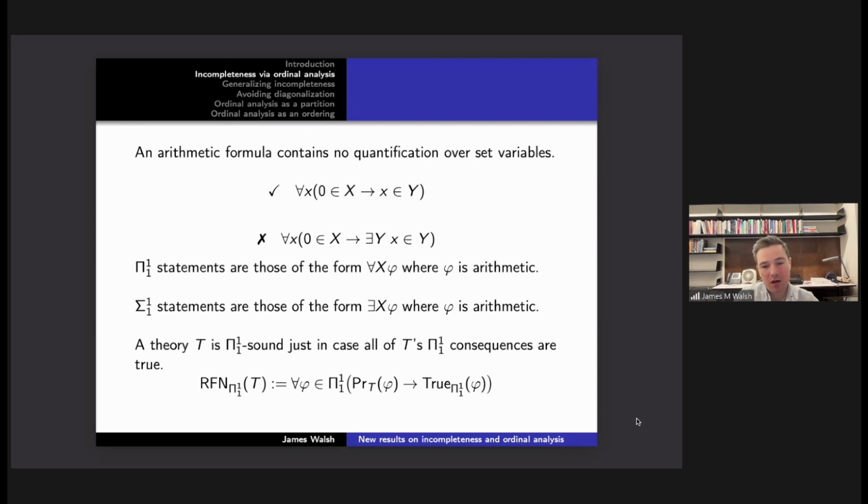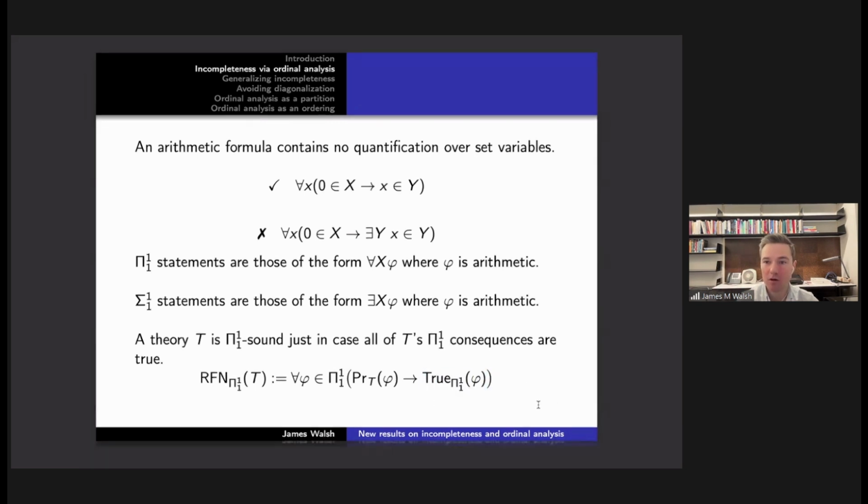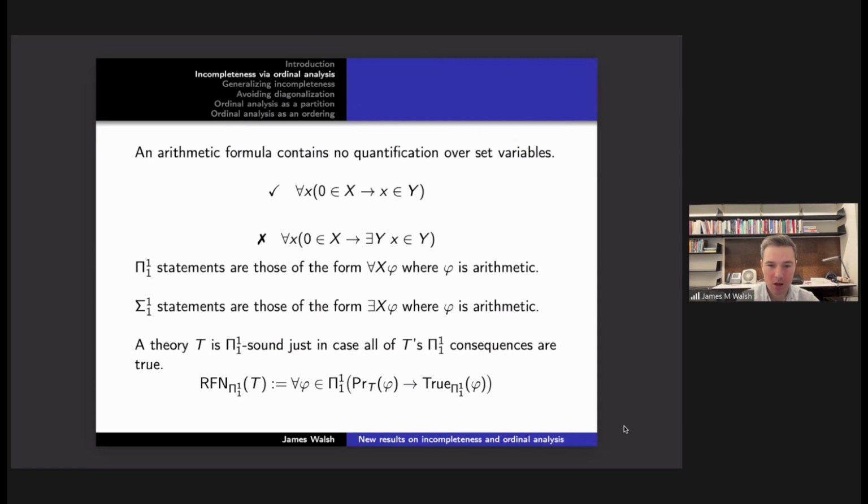Yes, and if T is recursively axiomatized, indeed, as long as T is sigma 1 definable, this sentence that says that T is pi 1 sound is itself a pi 1 sentence, because this pi 1 truth predicate has a pi 1 definition. Okay. So pi 1 soundness, you can formalize it as a single sentence, and it just says that every pi 1 theorem of T is true.